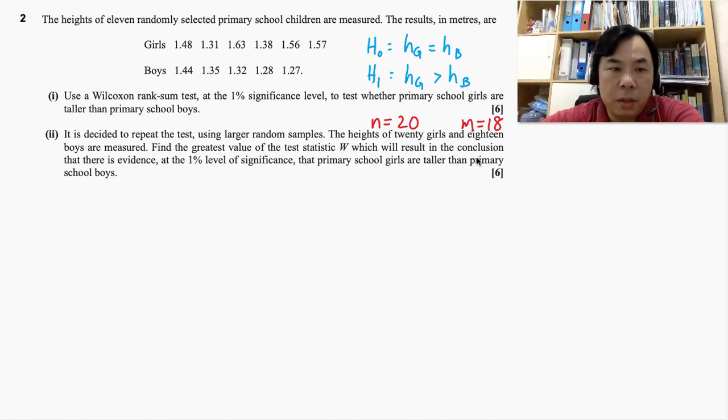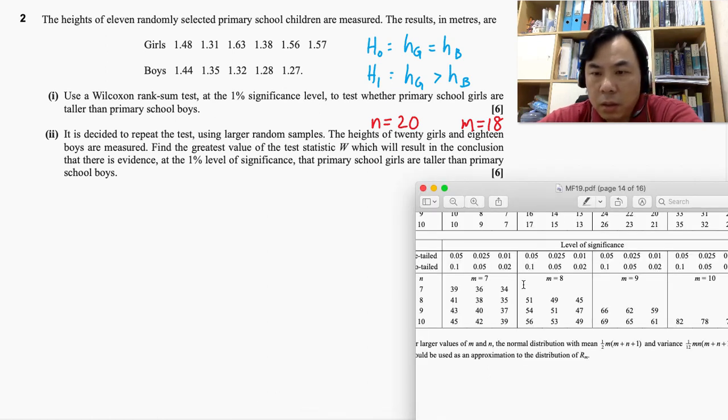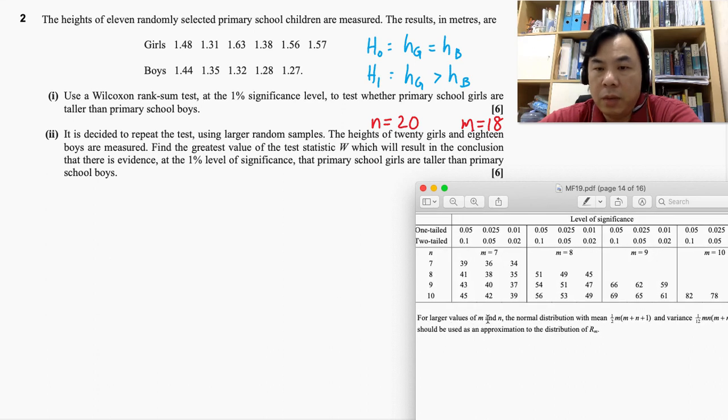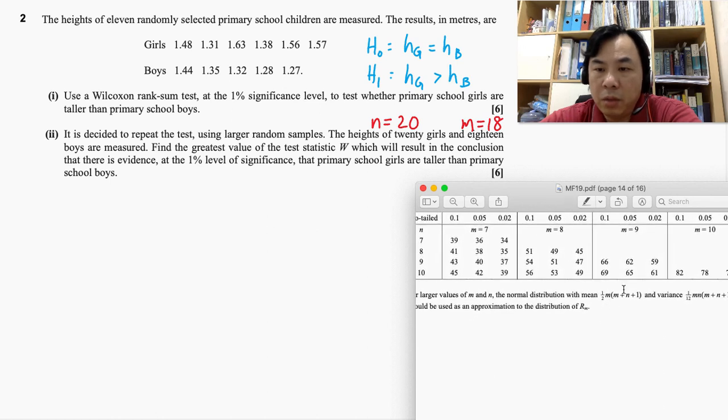Now, because the sample size is large in this case, we can no longer use the Wilcoxon rank sum test table. If you refer to the table itself, the maximum value for m and n can only go up to 10. If you have any value larger than that, the table suggests that for larger values of m and n, the normal distribution should be used. Then we need to calculate the mean, which is given by this expression, and the variance, which is given by 1/12 mn(m + n + 1).